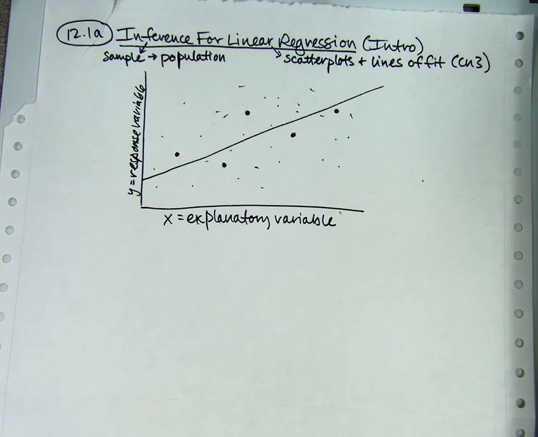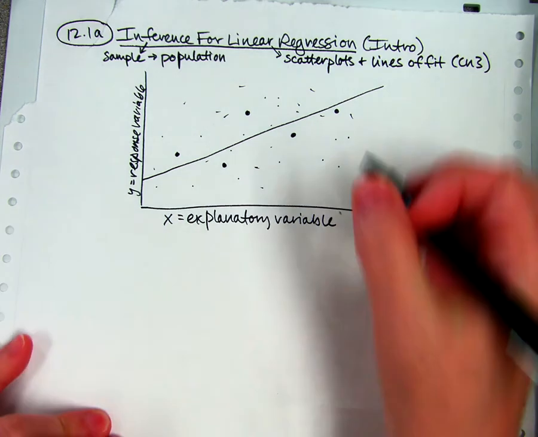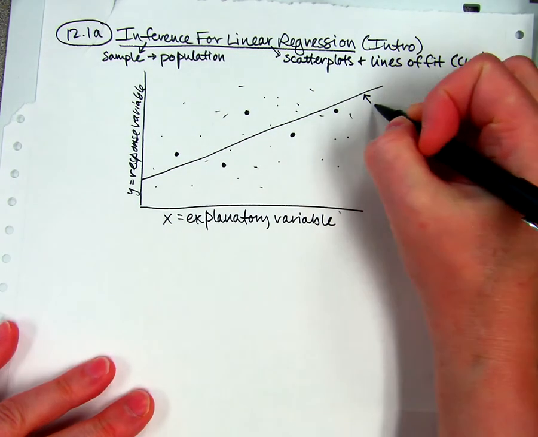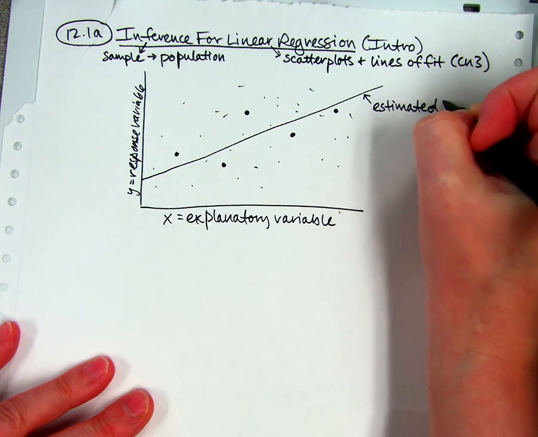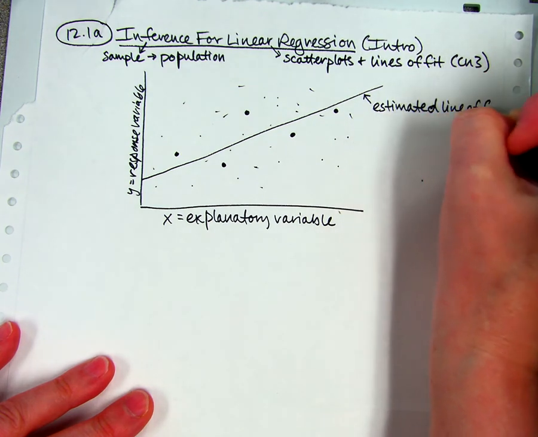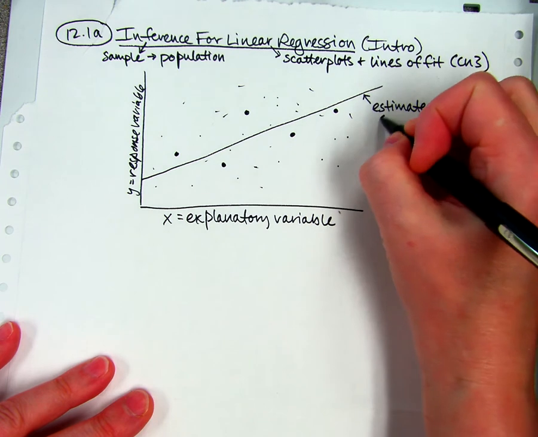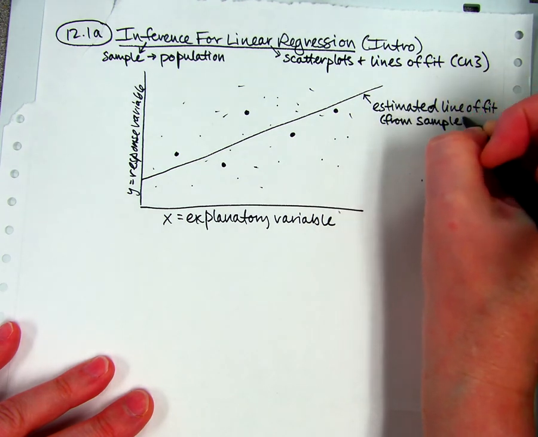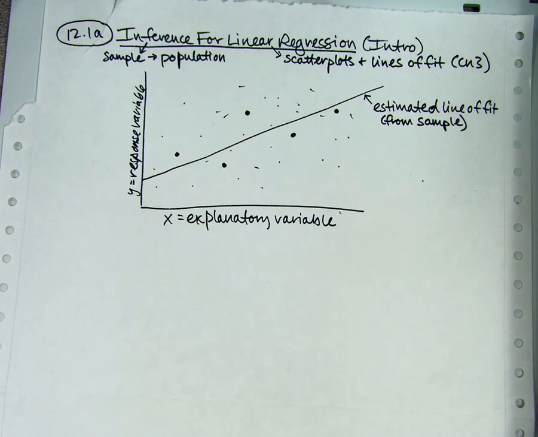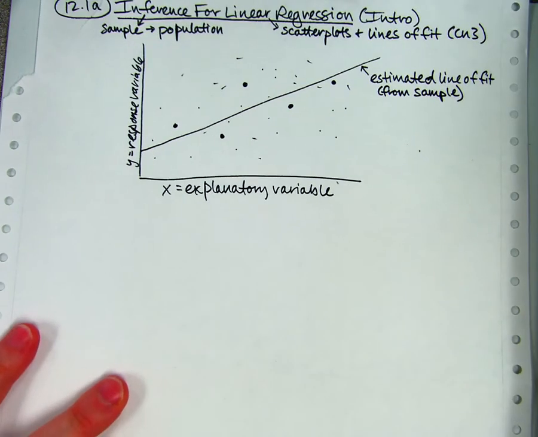That line of fit would be slightly different if I had a different set of points. So the set of points that I choose for my sample makes a difference in my line of fit. This is actually the estimated line of fit, which comes from the sample. And if I did a different sample, I'd get a slightly different line of fit. So we're going to be working with that and talking about the sample versus the population in this context.